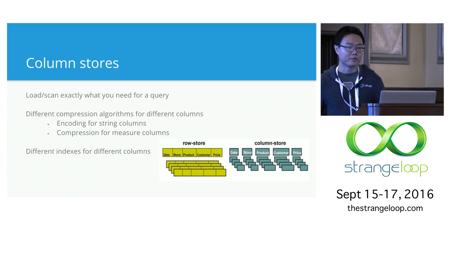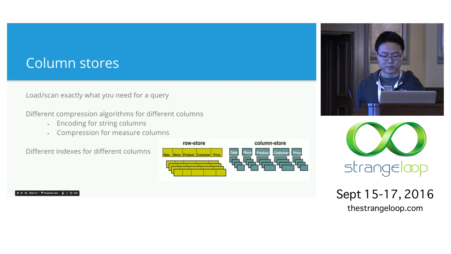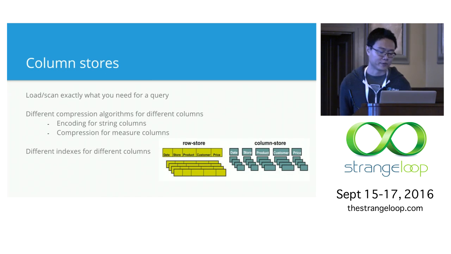Another nice thing about column stores is when you store these columns individually, you can use different types of compression algorithms for different types of columns, different types of encodings for different types of columns, and create different types of indexes for different types of columns. And these are all things that Druid does.